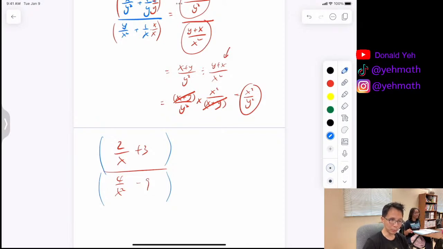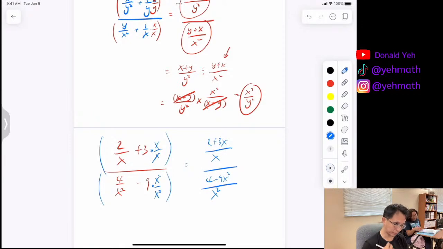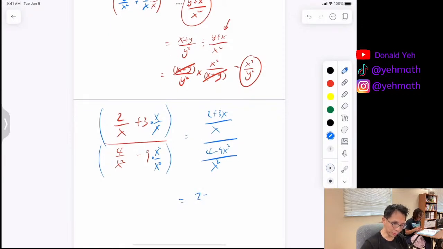All right, let's see this. What is the common denominator between the top? X, so x over x. And what about here? X squared over x squared. I'm going to show you a trick to do it easier too, but this is it right now. So on the top it's going to be x times 2 plus 3x. Am I okay? On the bottom it's going to be x squared times 4 minus 9x squared. Now that's going to be 2 plus 3x over x, and this I'll just do keep change flip. Is that okay? And I'm going to multiply by x squared over.